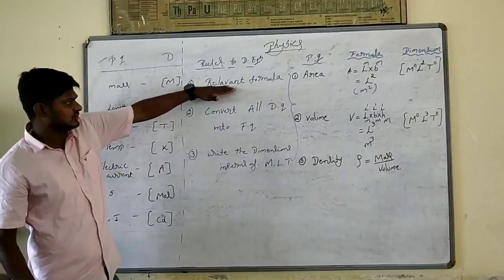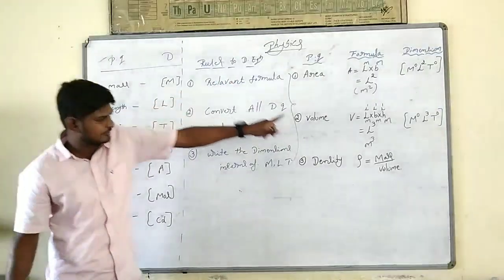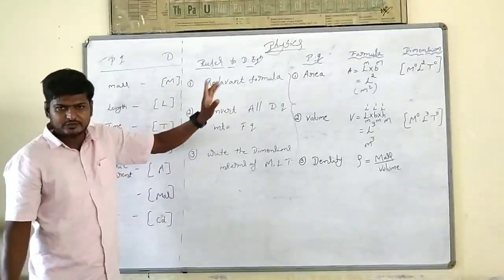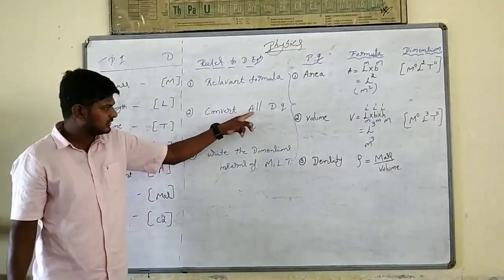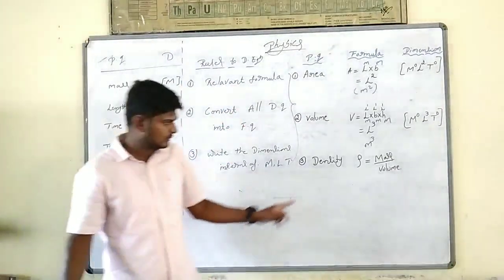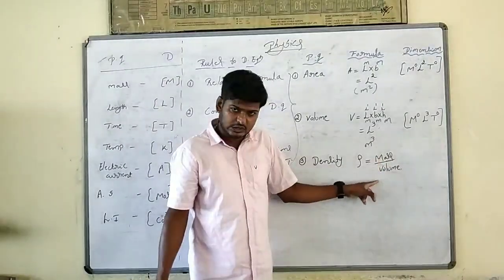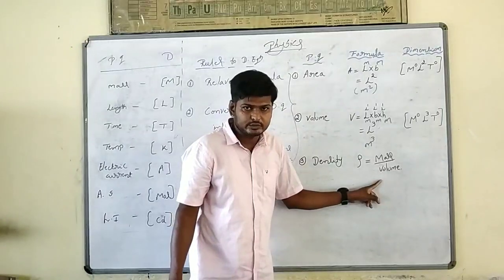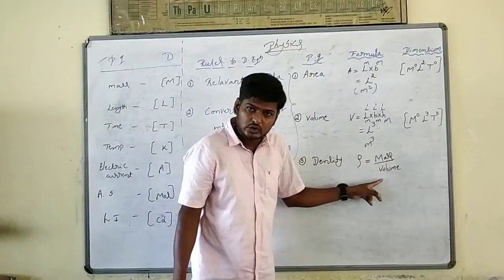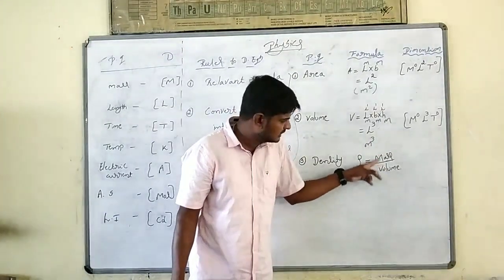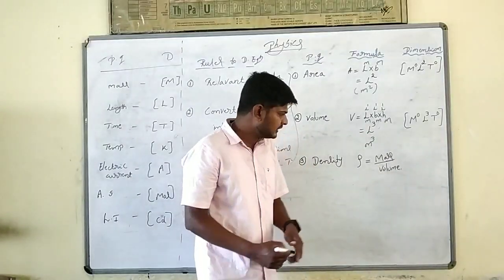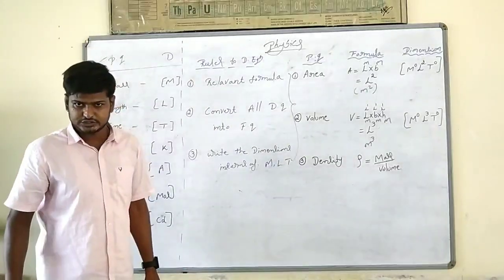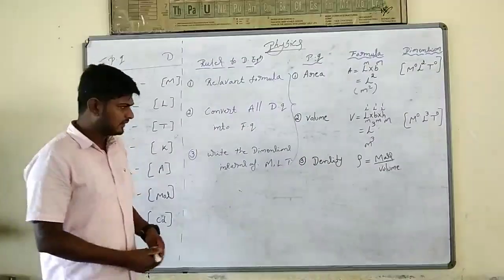Now come here. First step is over: writing the relevant formula. I have written that density will be mass by volume. Now convert all derived quantities into fundamental. In this formula, check: mass and volume are there. Mass is fundamental. Volume is derived. Mass is a fundamental quantity, volume will be a derived quantity. That's why we have to convert derived quantities into fundamental quantities.